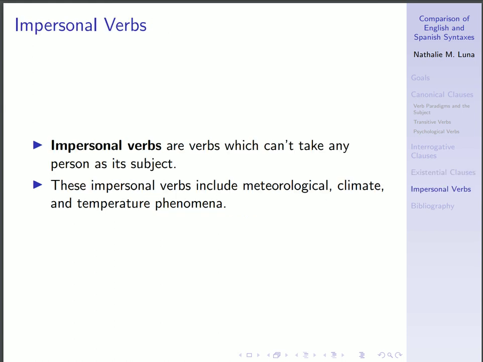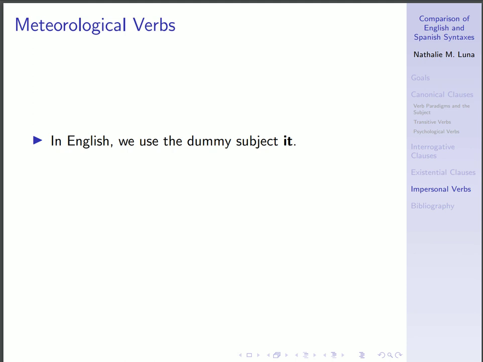And last are subjects with impersonal verbs. So these are verbs that can't take any person as its subject. So these include verbs that have to do with meteorology or climate or temperature. So it just can't have any person as a subject. So what English does, to fulfill that subject function, is use a dummy subject again. In this case, for impersonal verbs, it uses it.